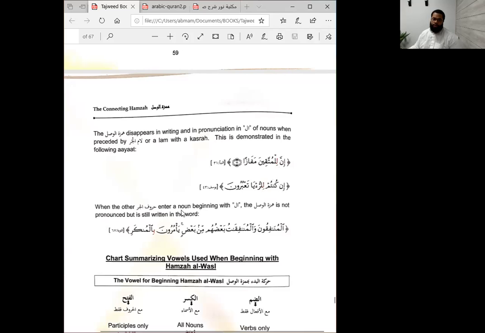In the other حروف الجر enter a noun beginning with al, the Hamzatul Wasl is not pronounced but is still written in the word. المنافقون والمنافقات. This is a particle. والمنافقات من بعضهم يأمرون بالمنكر. That's another one. والمنافقات بالمنكر.